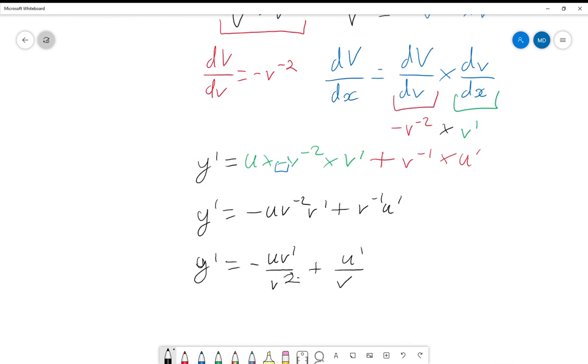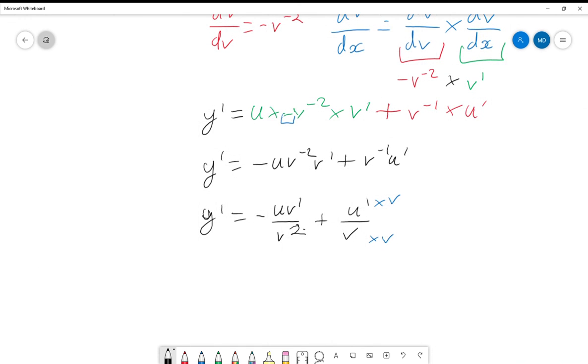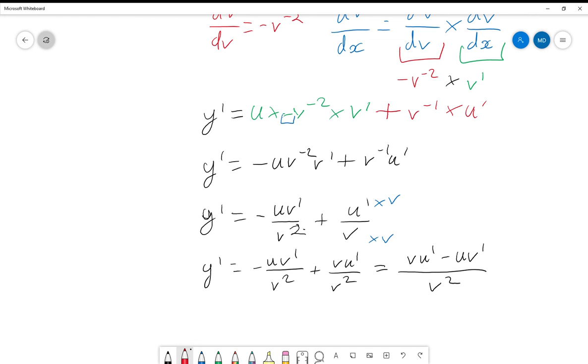Okay, now at this point, what we're going to want to do is add those fractions. We've got two fractions, we want to add them, and so we're going to need to multiply this fraction by v to get the common denominator. And so we're looking at y dash is equal to minus u v dash over v squared plus v u dash over v squared, which is, I'm going to switch it round so the negative comes afterwards, v u dash minus u v dash all over v squared. And this here is the quotient rule.